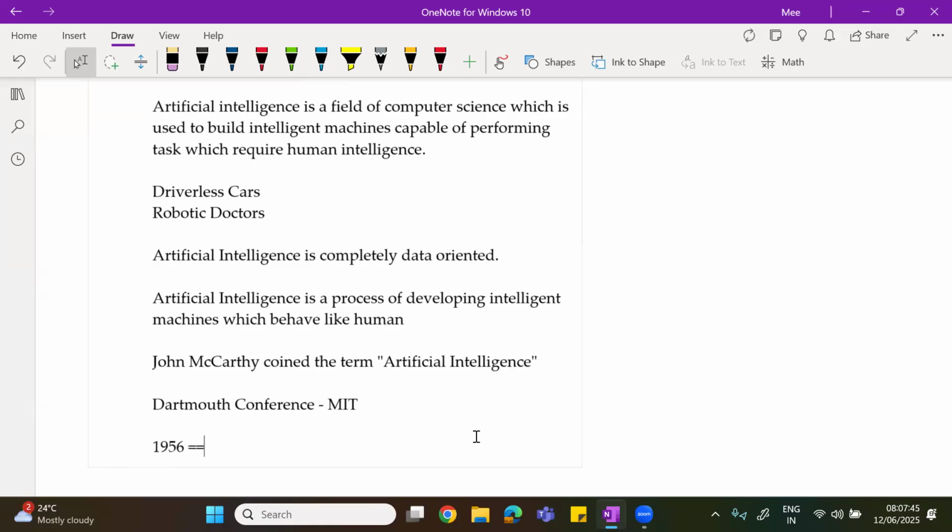Now, why are we learning it now? Because artificial intelligence requires data. Without data, it can't perform.